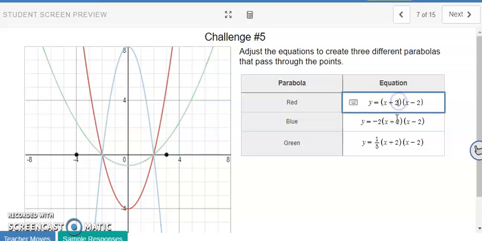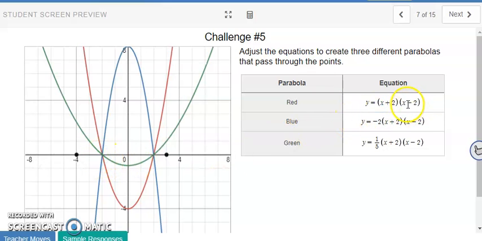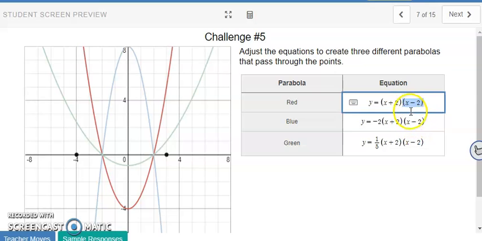So if I stick in -2 for x in x plus 2, that would make it a 0. That would be that point right there. And if I put a 2 in here for x, you're going to get 2 minus 2, which makes the other 0. So that's going to be the (2, 0) here.